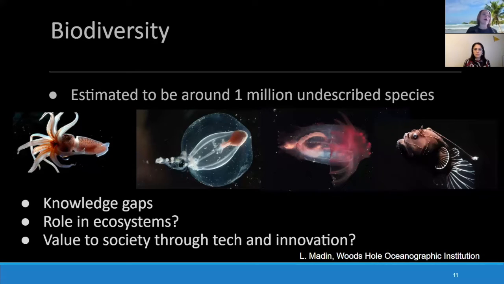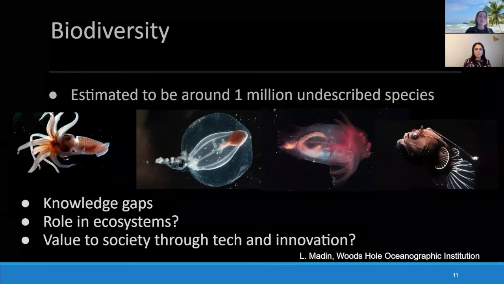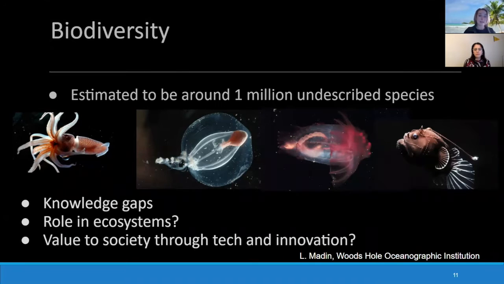There's estimated to be around 1 million undescribed species. This comes from the work that has been done, and every time the scientists go out on their cruises and take samples, they find something brand new. And so with this, they can estimate what they may be missing that's out there. There are a lot of knowledge gaps. We don't know the role that this biodiversity plays in the ecosystem, and we also don't know what its potential value is to society through the technologies and innovation that could be applied.